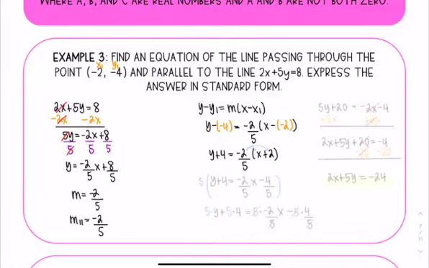And so let's go ahead and distribute the negative 2/5. We've got y plus 4 equals negative 2/5 x. And then negative 2/5 times 2 is going to give me negative 4/5. Now we want to make sure that we get rid of the fractions. So we are going to multiply this entire thing by 5 so that we can get rid of the fractions.